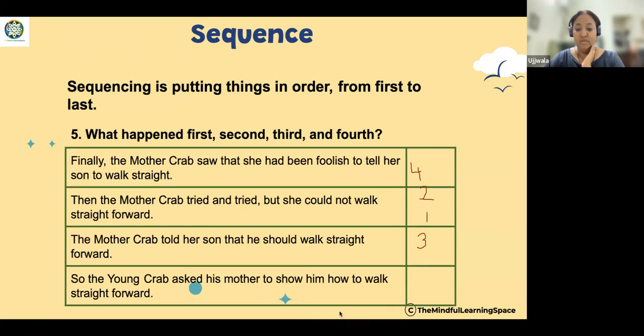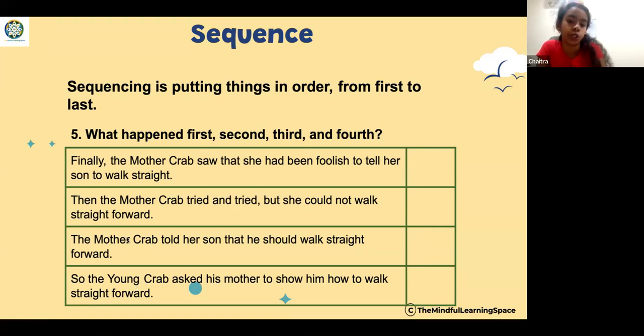Okay, how to go? Yeah. Can you read this properly? The mother crab told her son that he should walk straight forward. That's the first one. Okay. So young crab asked his mom to show him how to walk straight forward.